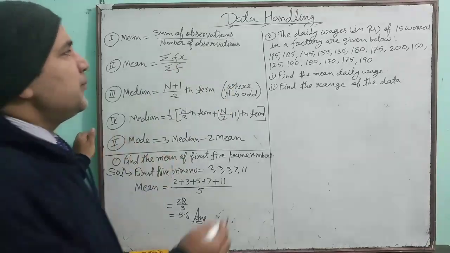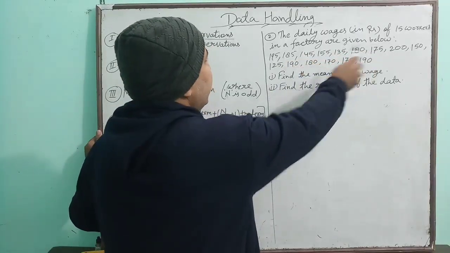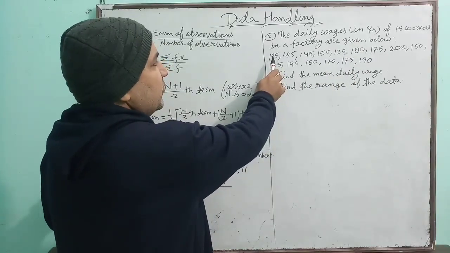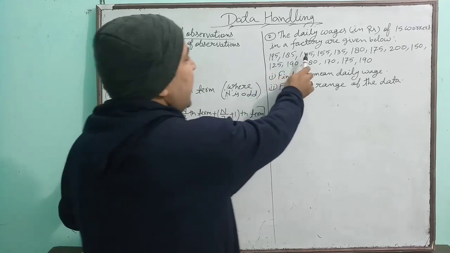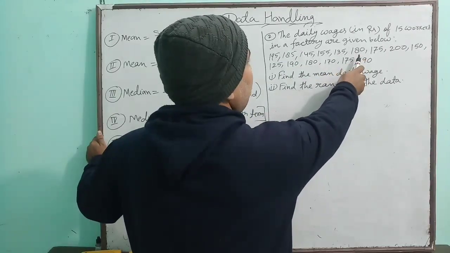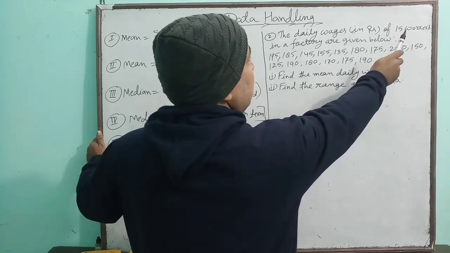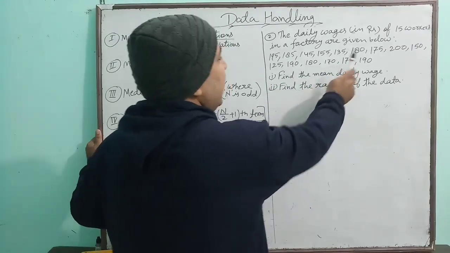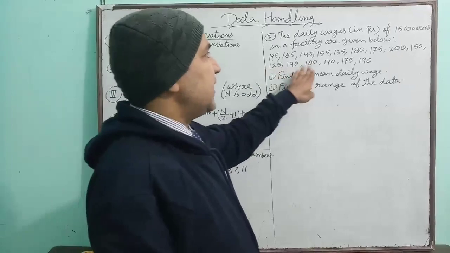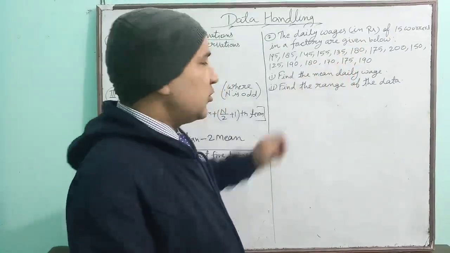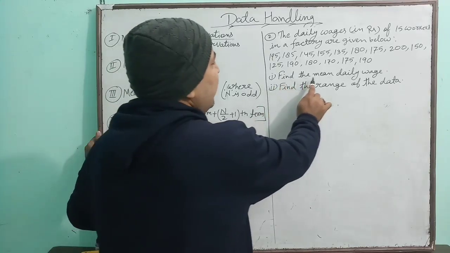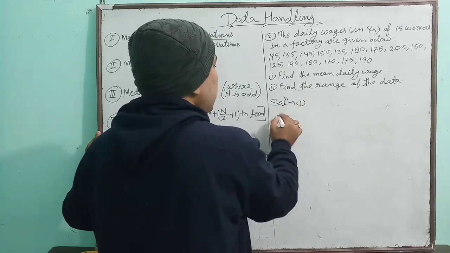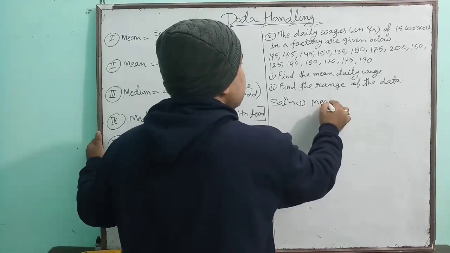See one more example. The daily wages in rupees of 15 workers in a factory are given below. 195 rupees, the first worker's daily wages. Second, 185, 145, 155, 135, 180, 175, 200, 150, 125, 190, 180, 170, 175 and 190. These are the daily wages of 15 workers. Now the question is, the first part is find the mean daily wages. See how to solve.